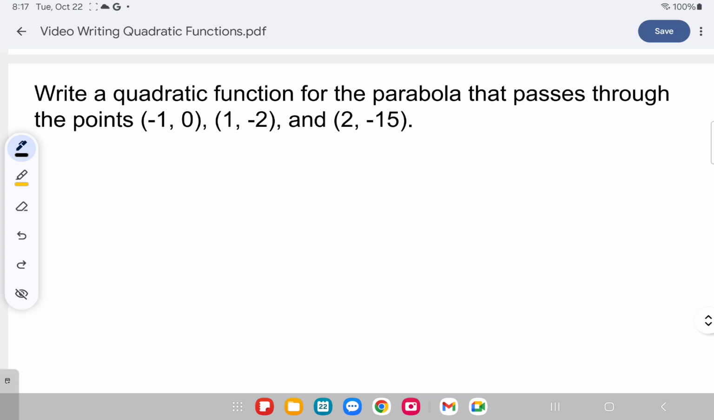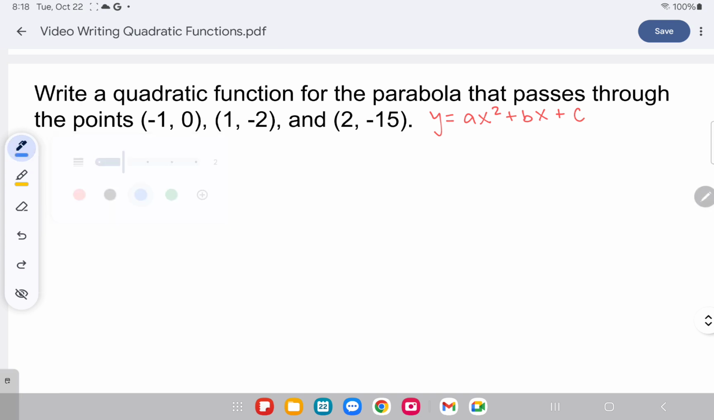When we have our 3 points, we are going to plug those into standard form. I'm going to write standard form over here. Remember, standard form is y equals ax squared plus bx plus c. The reason we need 3 points is we're looking for 3 variables, a, b, and c. And if we're looking for 3 variables, we need 3 equations to find those 3 variables.